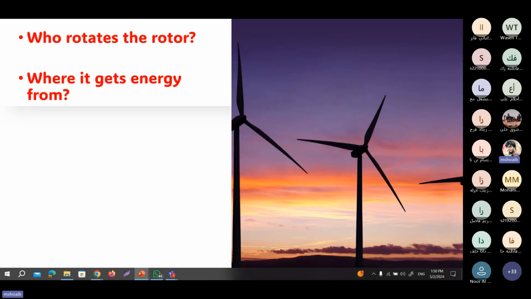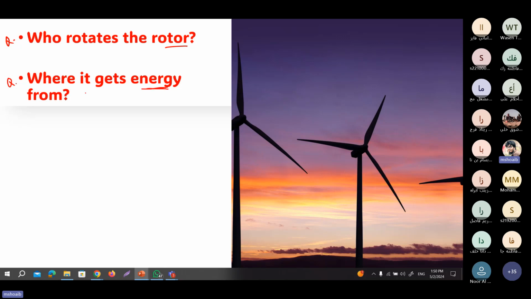Because now you know that there is something called a rotor, which needs to be rotated. Okay, this is one thing. The second thing is that these two questions should come into your mind now. Who rotates this rotor? Because the rotor in a power plant is of very big size, and you need to rotate it. It's not possible for a human to rotate this continuously. So it needs to get energy from somewhere.